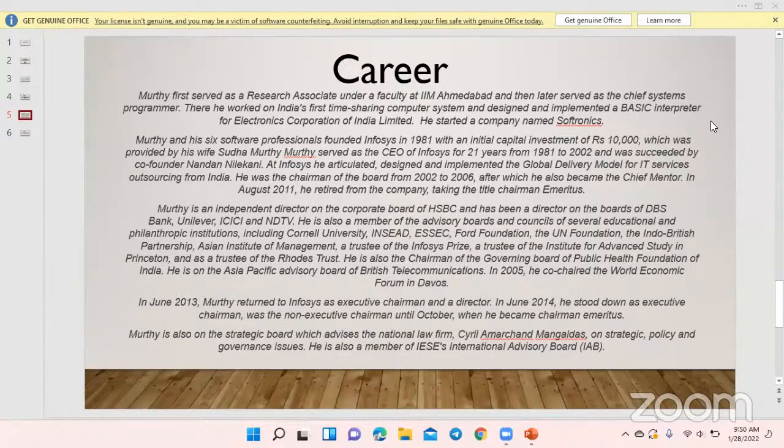In 2005, he co-chaired the World Economic Forum in Davos. In 2013, Murthy returned to Infosys as executive chairman and a director. In 2014, he stood down as executive chairman and was a non-executive chairman until October, when he became chairman emeritus. Murthy is also on a strategic board which advises the national law firm Cyril Amarchand Mangaldas on strategic policy and government issues. He is also a member of the IESC International Advisory Board.